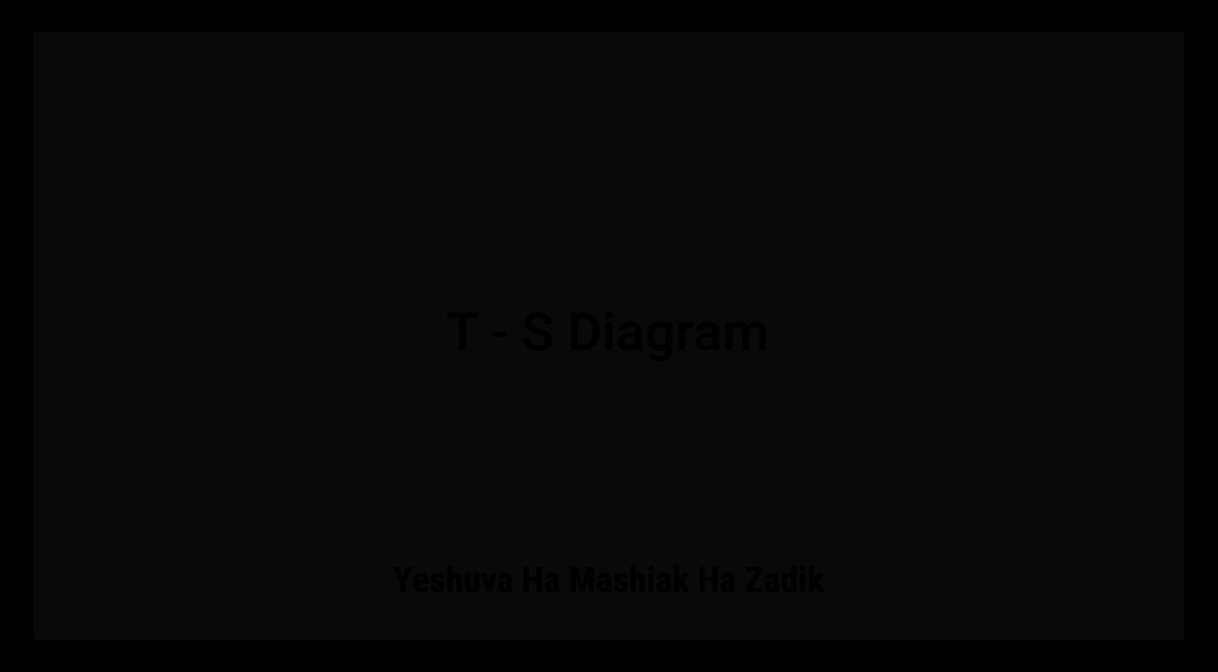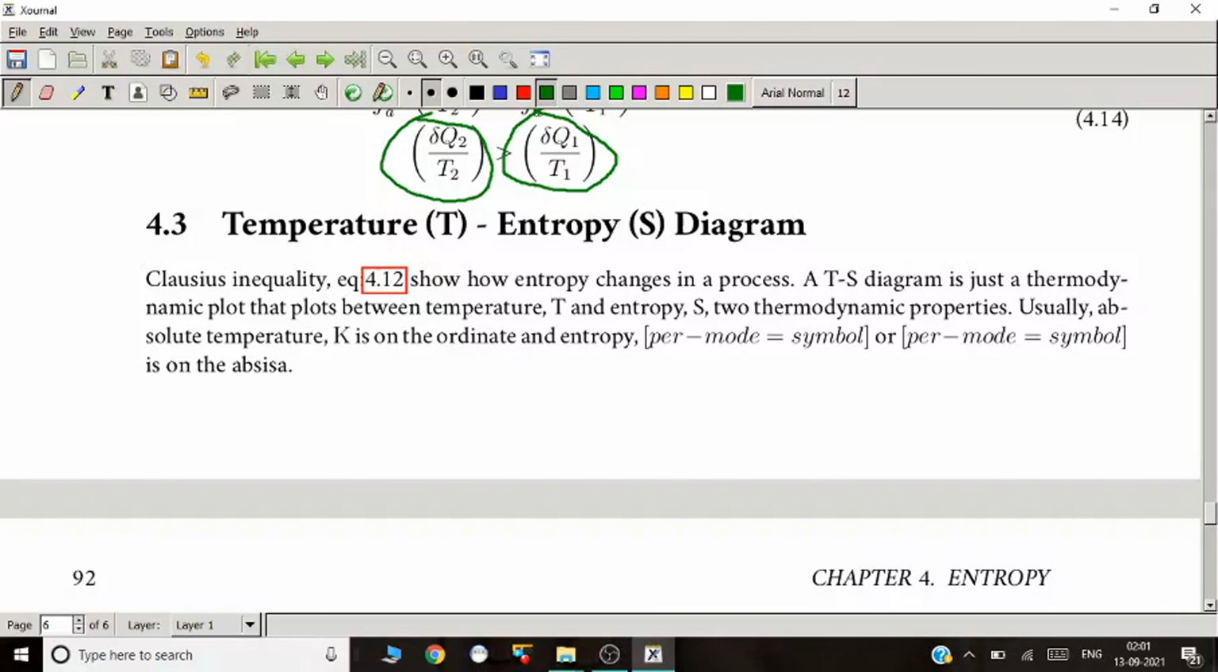Next, we'll be looking into the temperature entropy diagram, or TS diagram as it is commonly called. So TS diagram is a thermodynamic plot between temperature and entropy. Usually we have seen PV, PT, VT diagrams. So they are all thermodynamic properties. TS diagram is between temperature and entropy. As you have seen, they are also two thermodynamic properties.